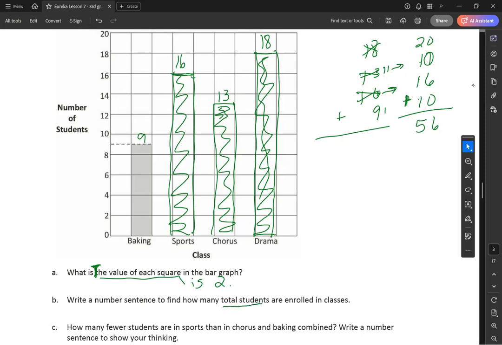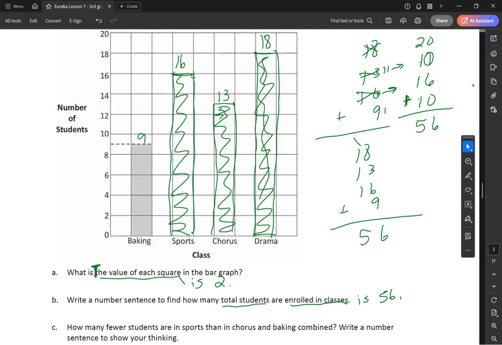Total number of students enrolled in classes is 20. Oh, not 20. I don't know where I got 20 from. I think I'm just tired and sleepy. It is 56. Okay. Now, the other way you could have done it, you just could have added normal. You could have done 18, 13, 16, and 9, and just added normal. Okay, you still would have gotten 56.